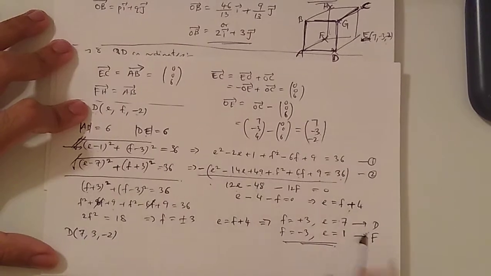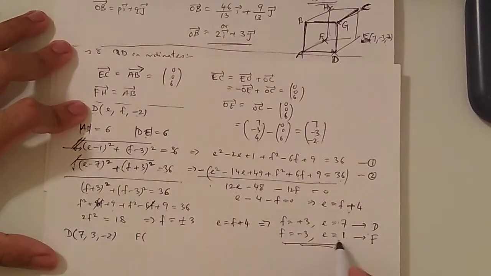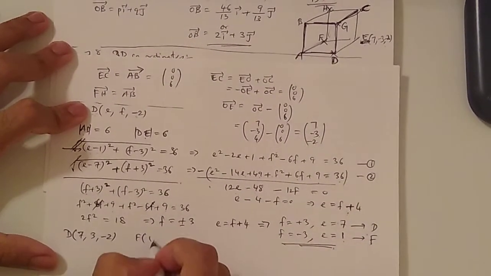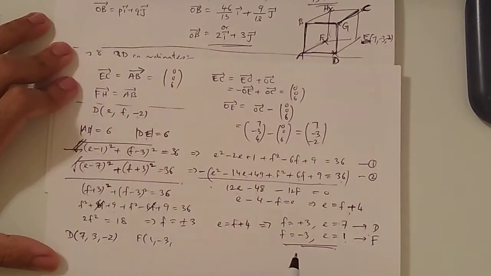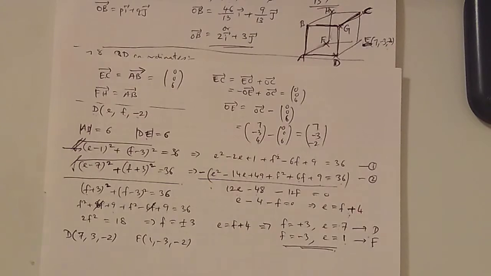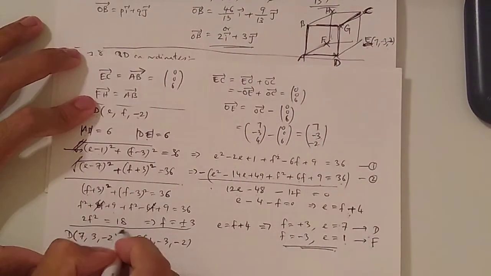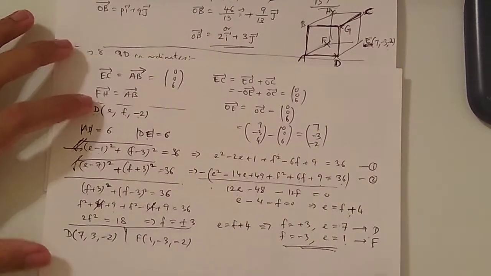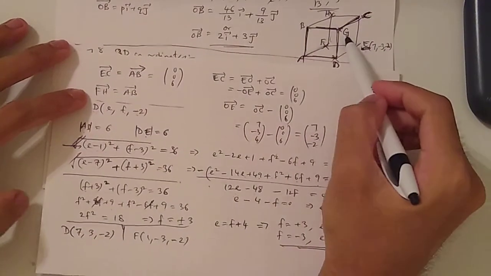Okay, F is going to have coordinates 1 comma minus 3 comma minus 2. Okay, 1 comma minus 3 comma minus 2. Now we have H and G.